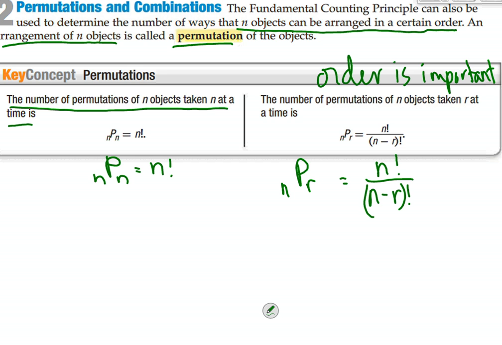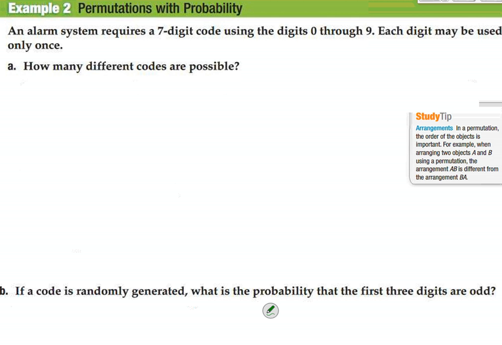Generally, when you're doing problems, the hardest part to think about is: is order important or is order not important? Because once you have that under your belt, then it's just a matter of finding the permutations or combinations, whichever it is. So the next problem here is: an alarm requires an 8-digit code using the digits 0 through 9. Each digit may be used only once.